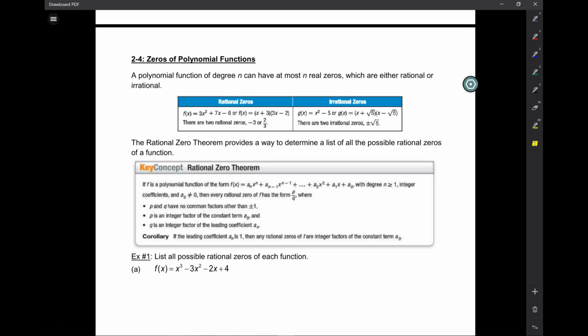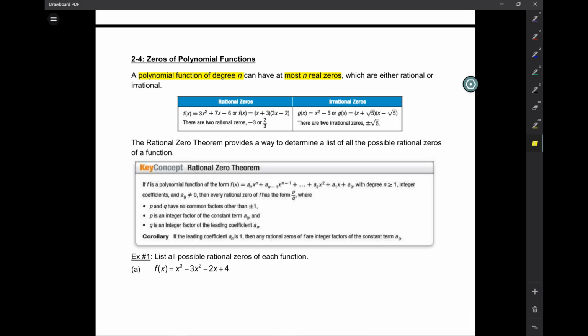We're going to be talking about section 4 today. We're going to talk about zeros of polynomial functions. Some of this is not new. All right. We said that a polynomial function of degree n can have at most n real zeros.